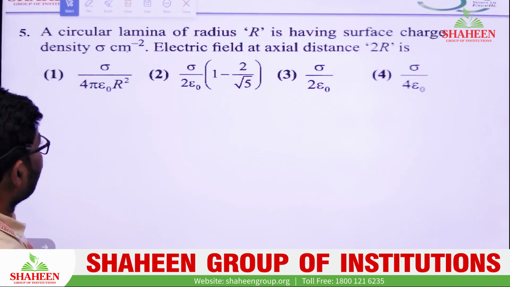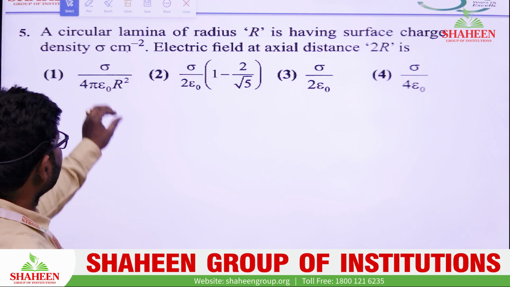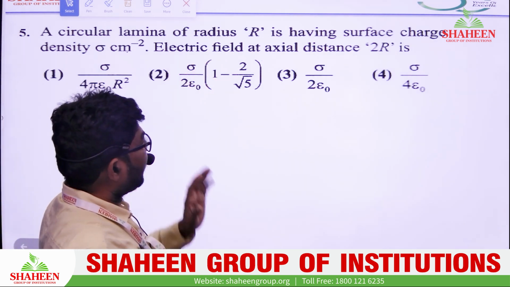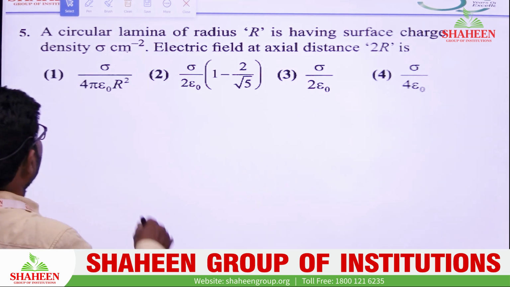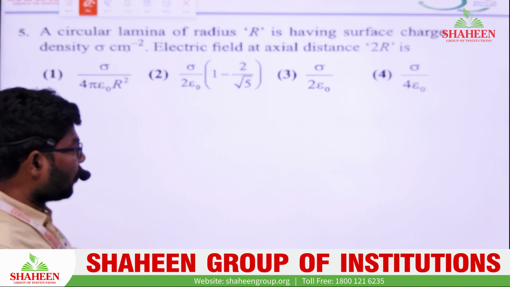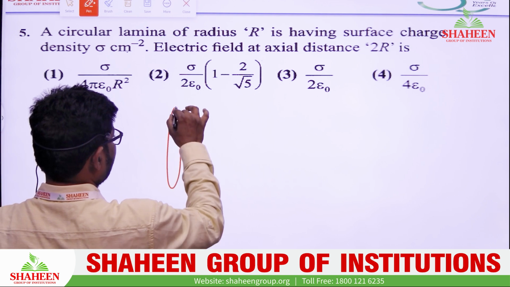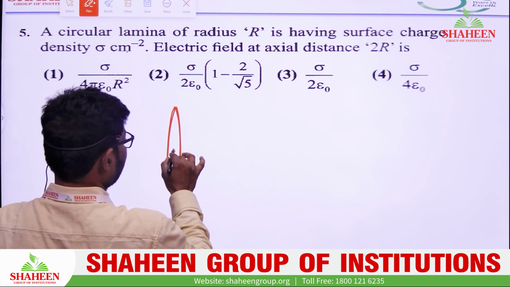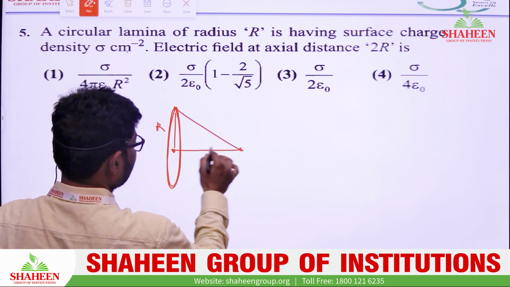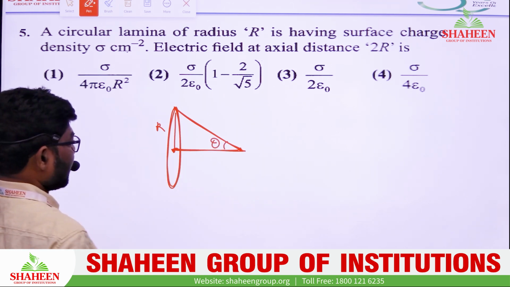A circular lamina of radius r has surface charge density sigma coulomb per meter square. Find the electric field at axial distance 2r. So this is the electric field due to a circular lamina, like a disc. The radius is r, and at a point on the axis, the disc subtends an angle theta.